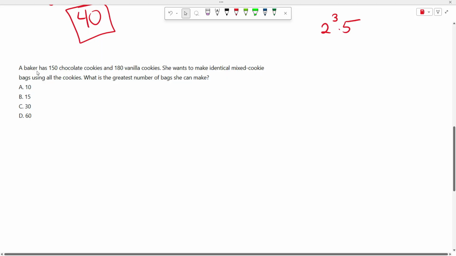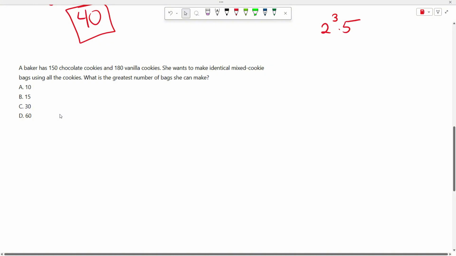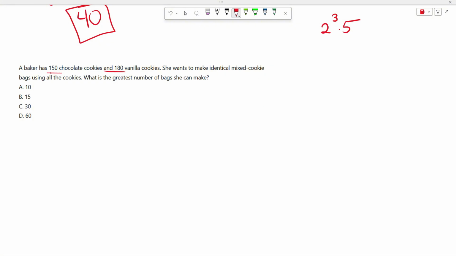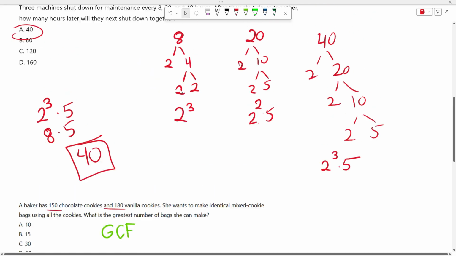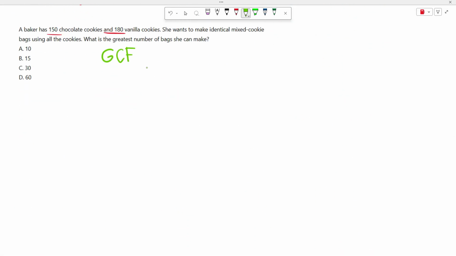Now we're looking at some different types of questions. A baker has 150 chocolate cookies and 180 vanilla cookies. She wants to make identical mixed cookie bags using all the cookies. What is the greatest number of bags she can make? Okay, so we're just trying to split up 180 and 150 into certain bags. This is when we're trying to split something up, this is a greatest common factor kind of problem. Now, what did we say about greatest common factor? It's the lowest power of shared factors. We're going to write that down here.